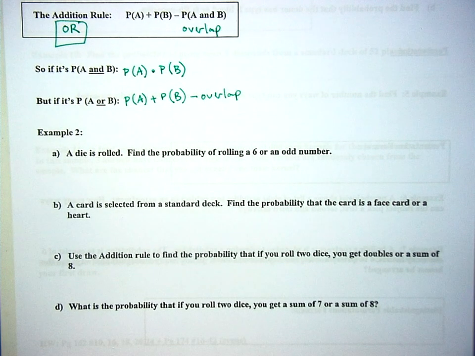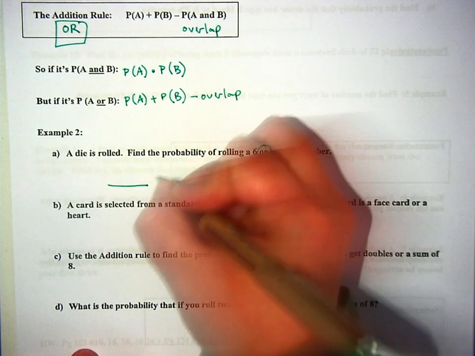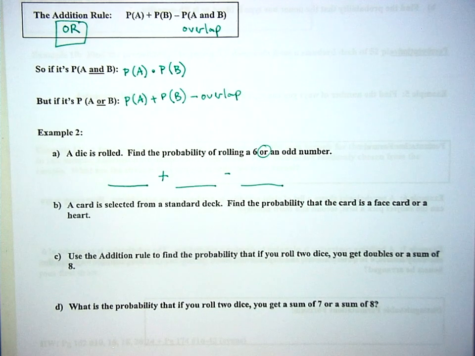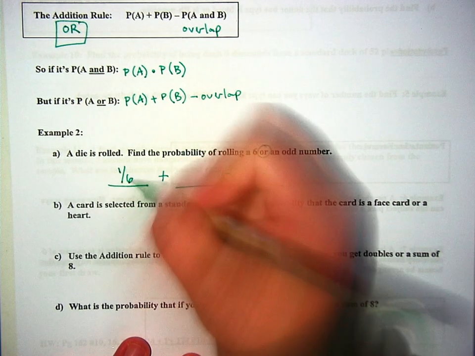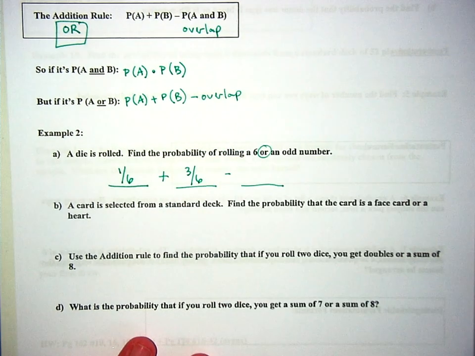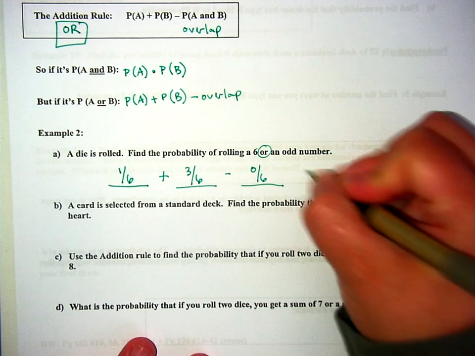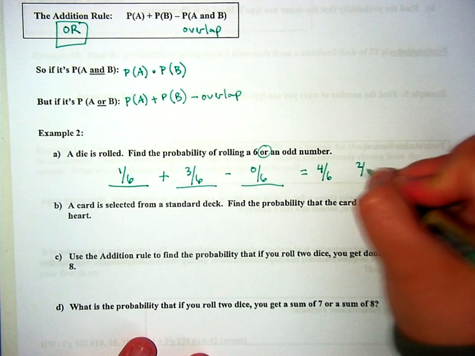So if a dice is rolled, find the probability of getting a 6 or an odd number. I see the word or, so I'm going to write something plus something minus something. What's the probability of getting a 6 if you roll a dice? 1 out of 6. And how many odd numbers are there? 3 out of 6. But 6 isn't an odd number, so I didn't count it twice, so there's no overlap. So my final answer is 4 out of 6, or 2/3 if I reduce it.